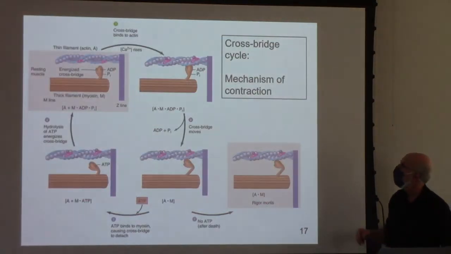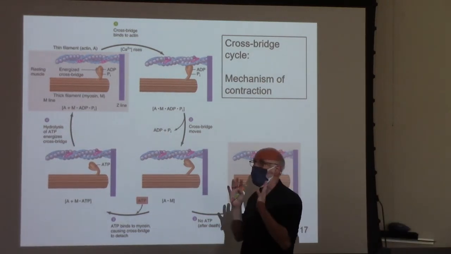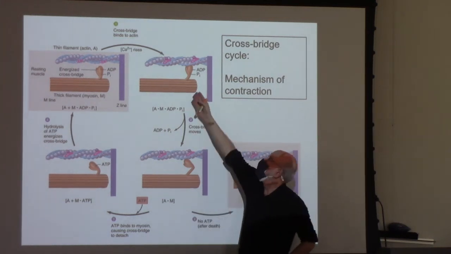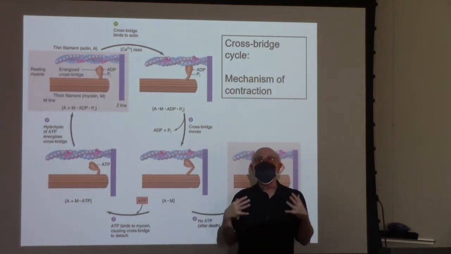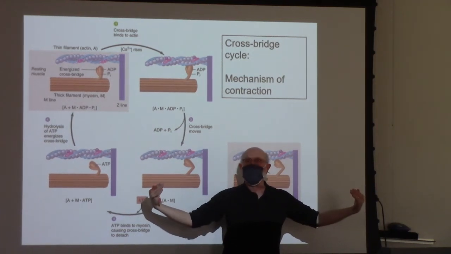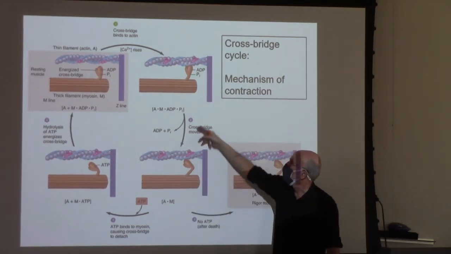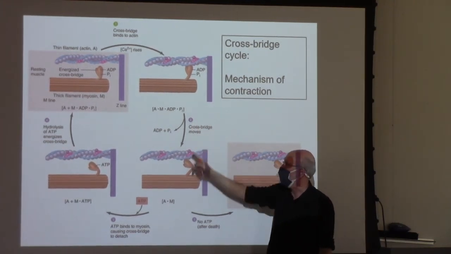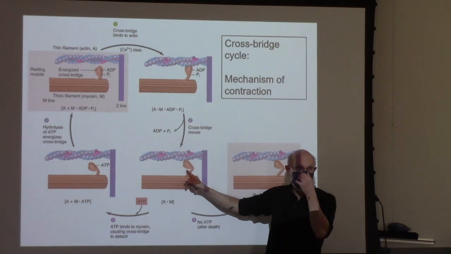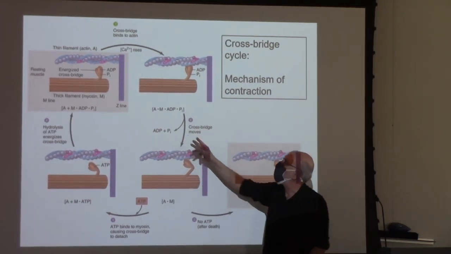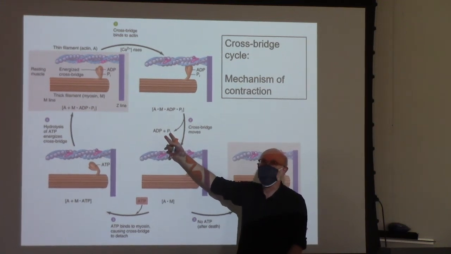So let's go back. So that was just one tiny little piece of it. The point is ADP and phosphate dissociation triggers this movement like this, which is called the power stroke. This movement here, number 2, is the power stroke. You should label your slide. Number 2 is the power stroke. It's caused by ADP and phosphate dissociation from myosin.